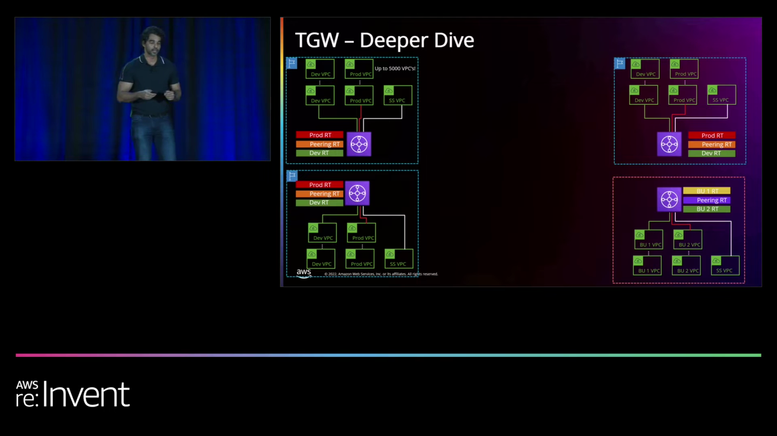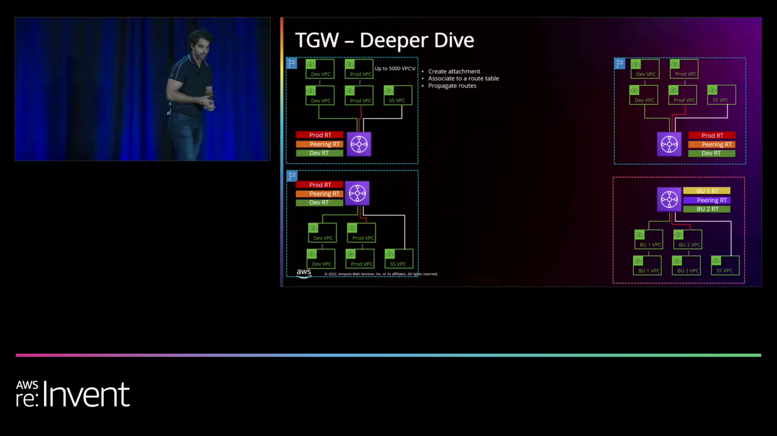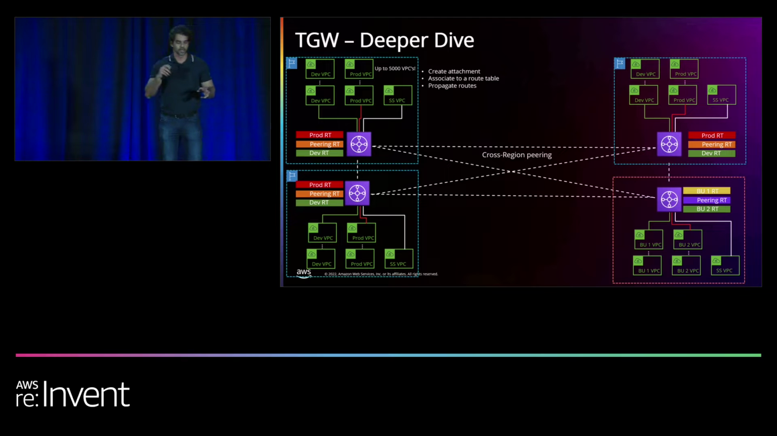Now, you can connect 5,000 networks to a Transit Gateway. Now, for each network you connect, you need to create an attachment. You need to associate to a route table. Then you need to propagate the routes into one or more route tables. And all of these are manual tasks. In an agile world where customers are adopting DevOps, people are trying to automate the steps using custom scripts and Lambda functions.